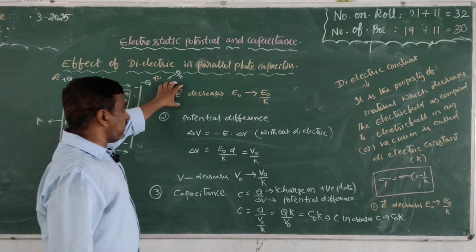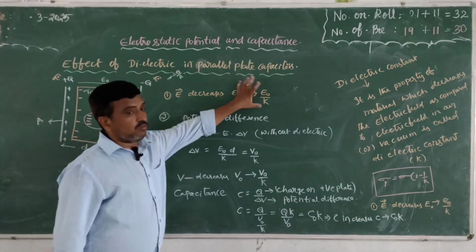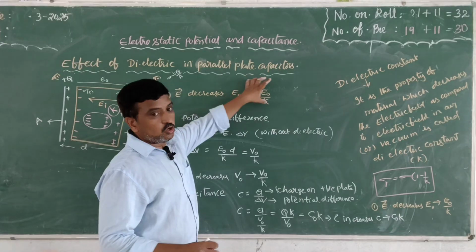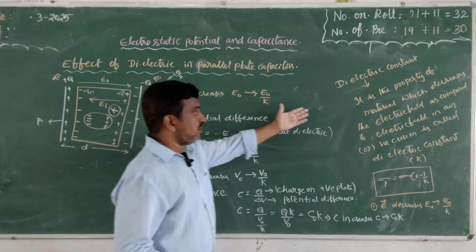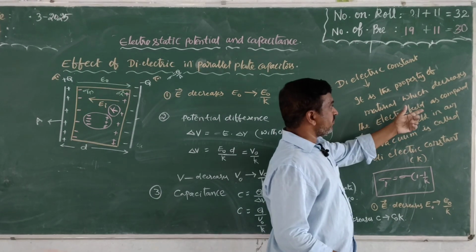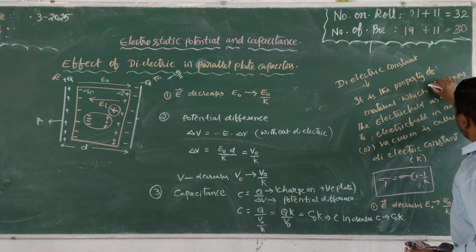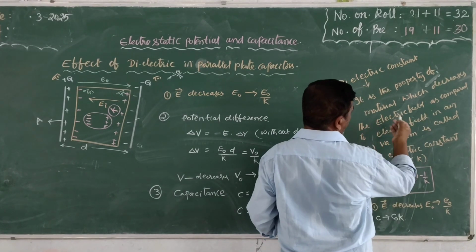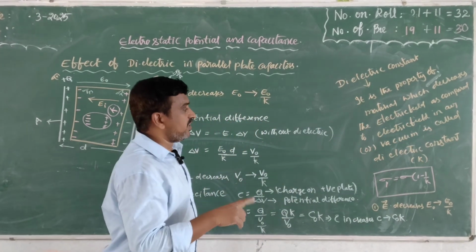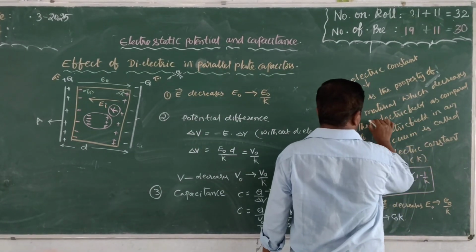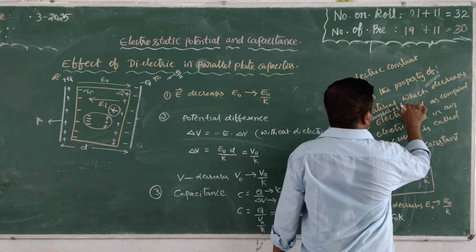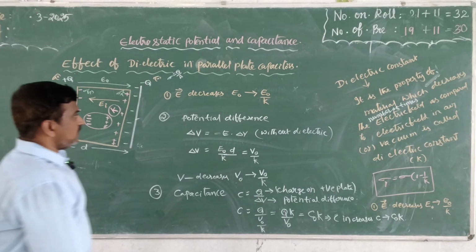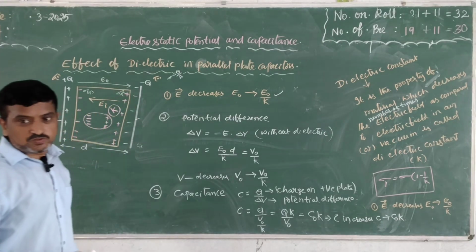First, the electric field decreases from E naught to E naught by K when a dielectric is placed between the plates. K is the dielectric constant. The dielectric constant is the property of a material which gives the number of times the electric field decreases as compared to the electric field in air or vacuum. So we call it the dielectric constant. The electric field decreases from E naught to E naught by K.